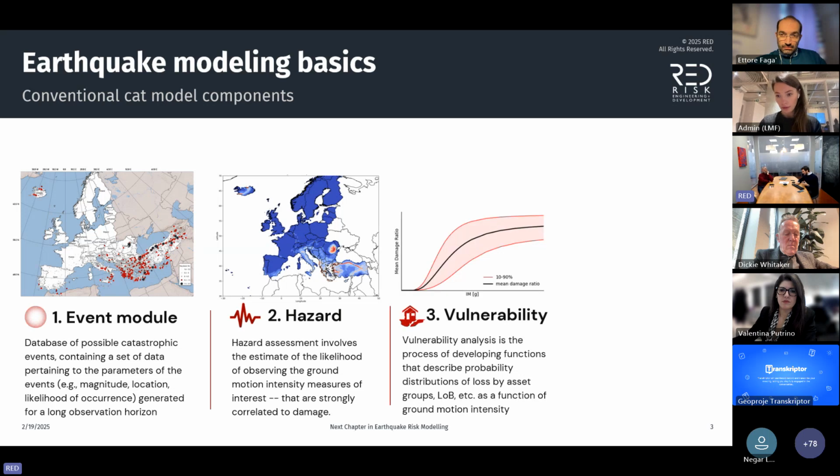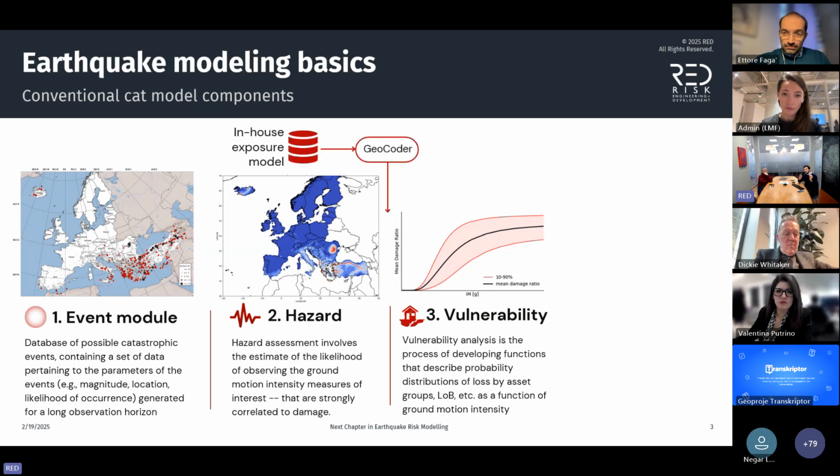Now, for any given level of intensity in any location, we also want to characterize the damageability or the vulnerability of our assets or risks that we are analyzing, right? And this is where the vulnerability module comes into play. We are, again, modeling the probabilistic distribution of damage and loss as a function of this intensity measure that I just mentioned.